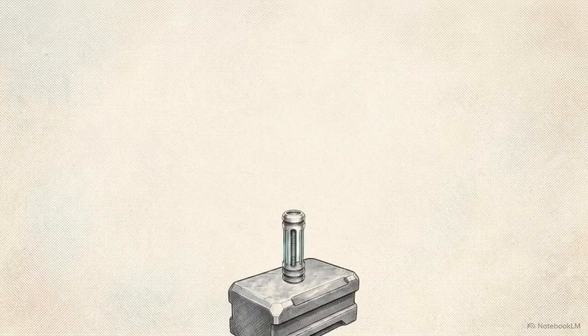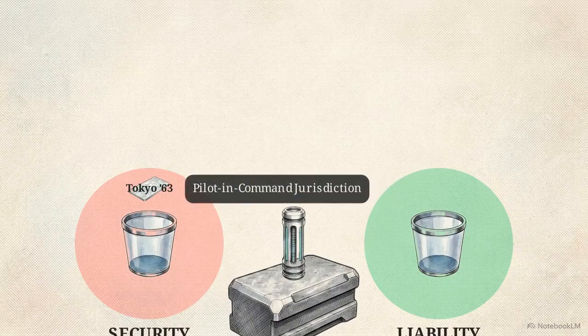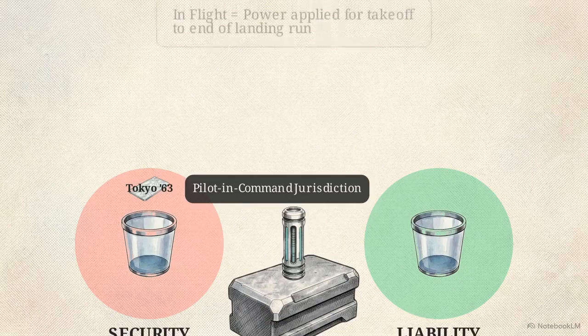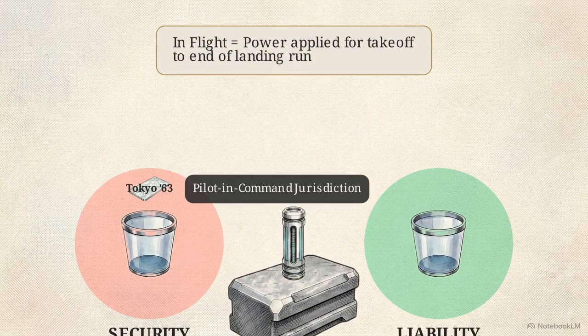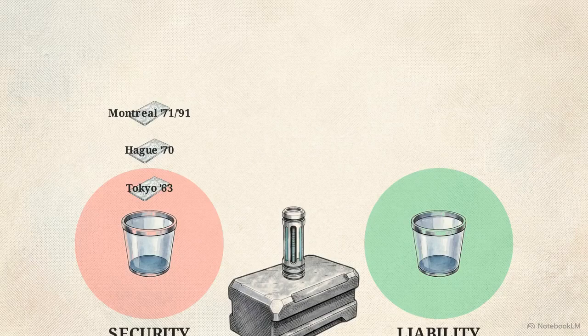We now add two pillars to our blueprint to handle conflict and risk: security and liability. The 1963 Tokyo Convention establishes jurisdiction and empowers the pilot in command to restrain unruly passengers. It defines an aircraft as being in flight from the moment power is applied for takeoff until the landing run ends. The 1970 Hague Convention focuses on hijacking and extradition, while the Montreal Conventions of 1971 and 1991 cover sabotage, interference, and the detection of explosives.